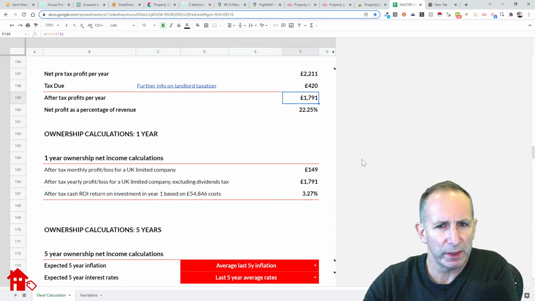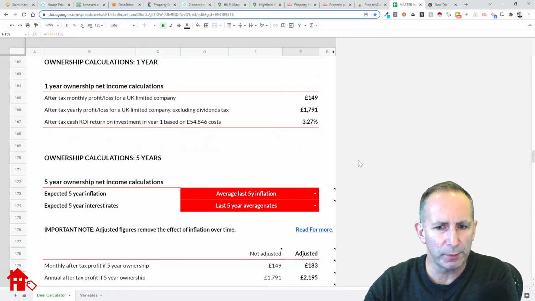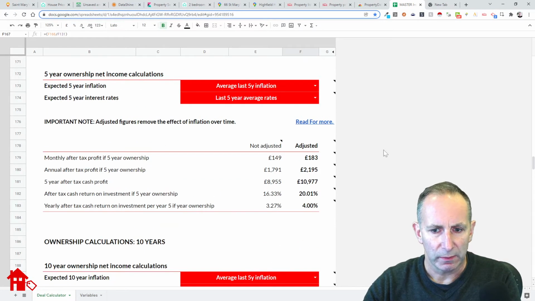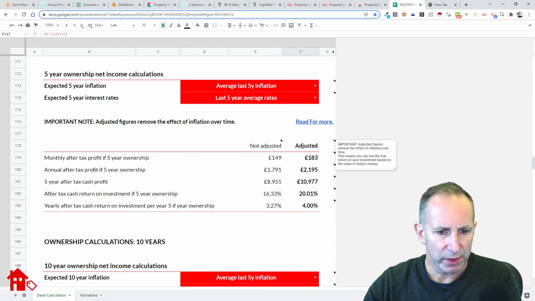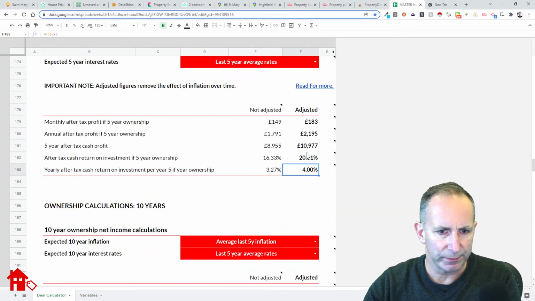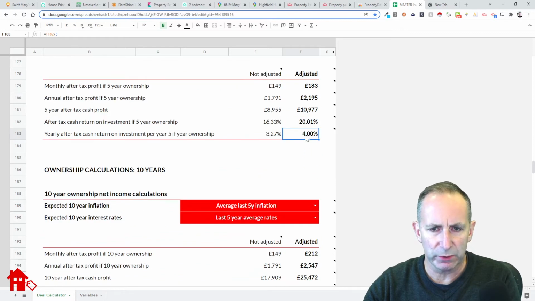So how useful is this, right? You've got all this information, you know all the breakdowns, and you can change all the variables on your copy of the spreadsheet to suit you and to suit the numbers that you think are going to work. So your cash ROI is 3.7, but this is based on just income only.